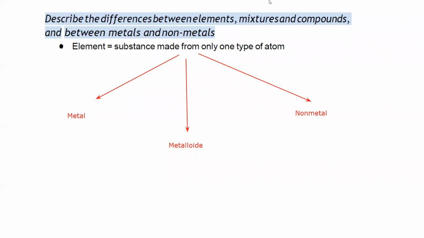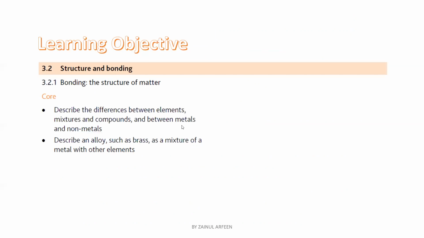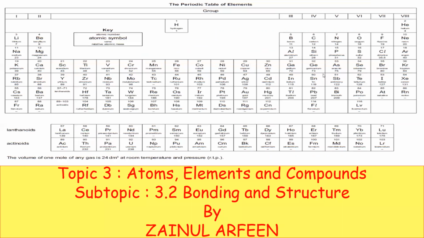Metals have high melting and boiling points, whereas non-metals have low melting and boiling points. But metalloid means some of the properties they have are related or similar to metals, and some of the properties are related to or similar to non-metals. How can you identify? You have to use a periodic table. In the exam, you will have the periodic table. Using a periodic table, you can work out whether an element is a metal or a non-metal.